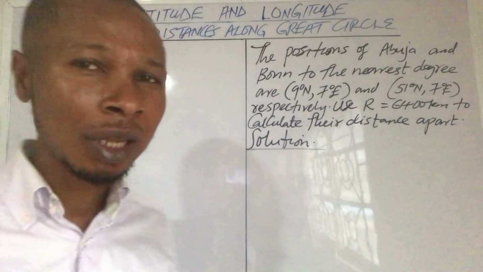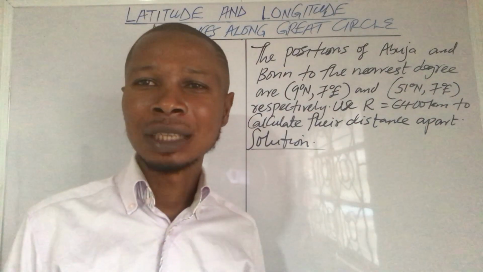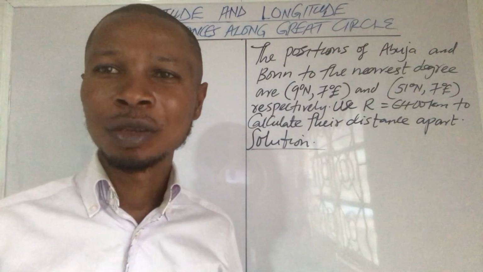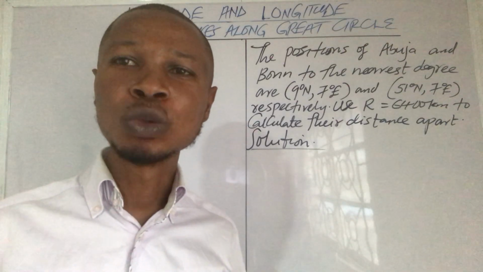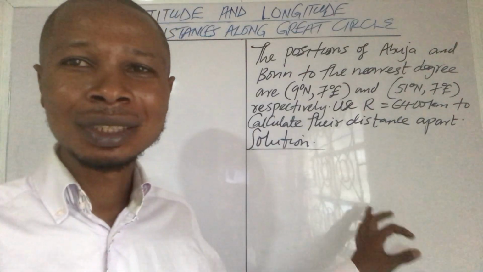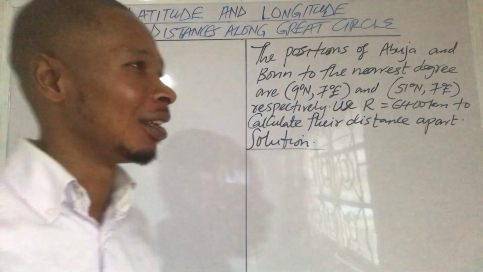In today's lesson, we are looking at distances along a great circle, or distances along a meridian, that's another name for it. How do you find the distance between two places that are on the same meridian using this example? It's very simple. Just watch me as I do my thing.